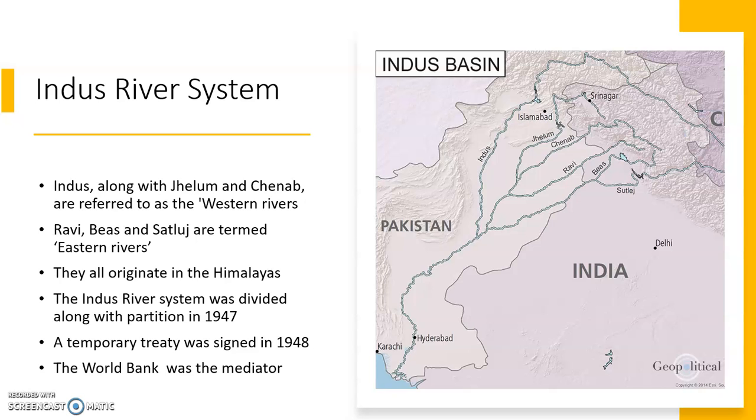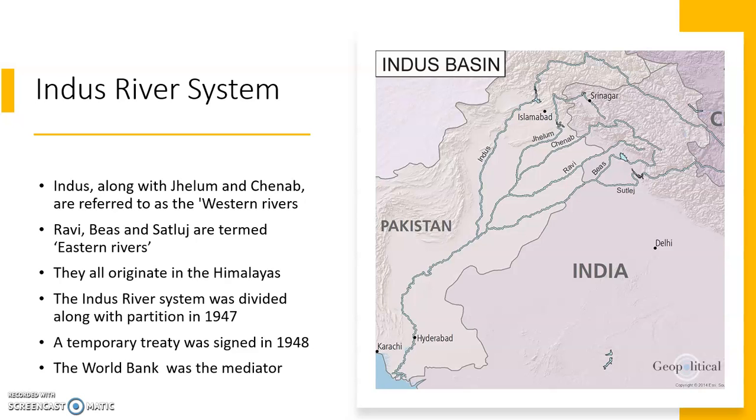It comprises the main Indus and its five important tributaries: Jhelum, Chenab, Ravi, Beas, and Sutlej. For convenience and geography, Indus along with the Jhelum and the Chenab are referred to as western rivers, while the other three rivers are termed eastern rivers. The common features of all of them is that they originate in the Himalayas and they pass through Indian territory.